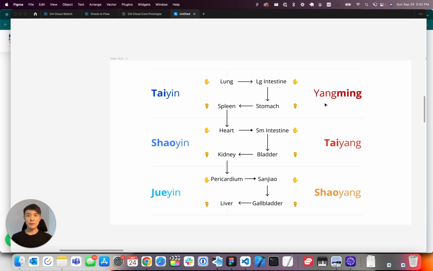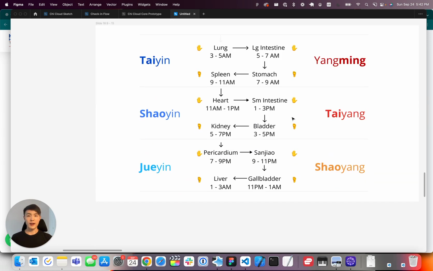So after you remember all of these organs, you can then associate them with times. So you just start with 3 to 5 a.m. for the lungs. Think about when you're sleeping, you snore. So 3 to 5 a.m. is the lungs, followed by the large intestine, stomach, spleen, heart. So one way you can think of this is the heart is the fire organ. At noon, it's the hottest part of the day.